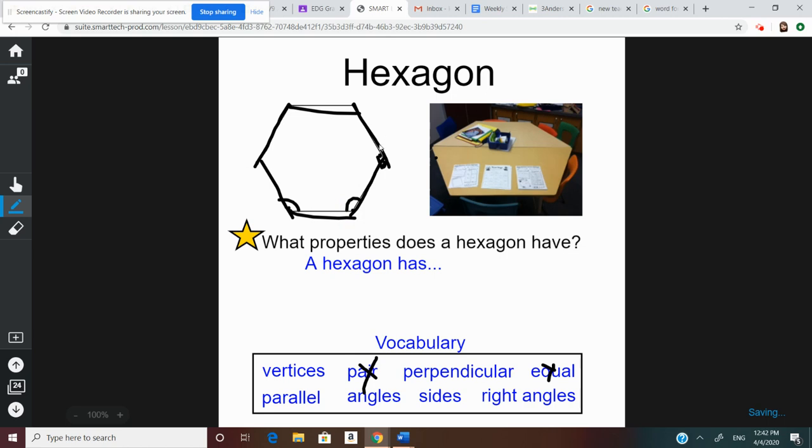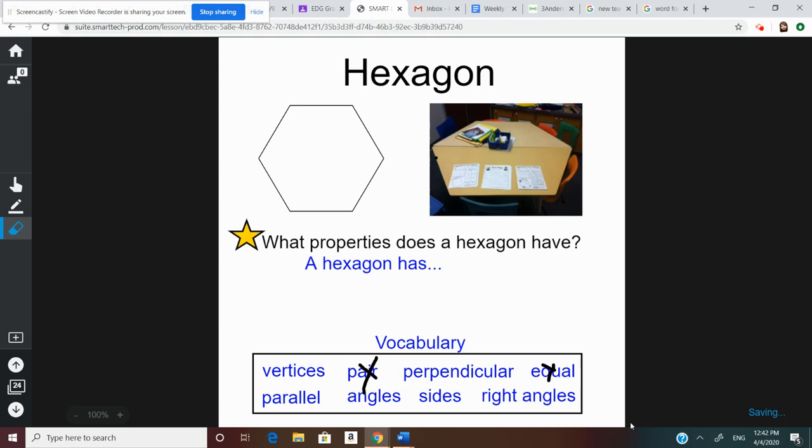1, 2, 3, 4, 5, and 6. How many sides does it have? Well, it's a hexagon, so we know it's going to have 6 sides. So a hexagon has 6 sides and 6 angles. And then how many right angles? We kind of already talked about this one. It's going to have no right angles. There's no right angles on the hexagon.